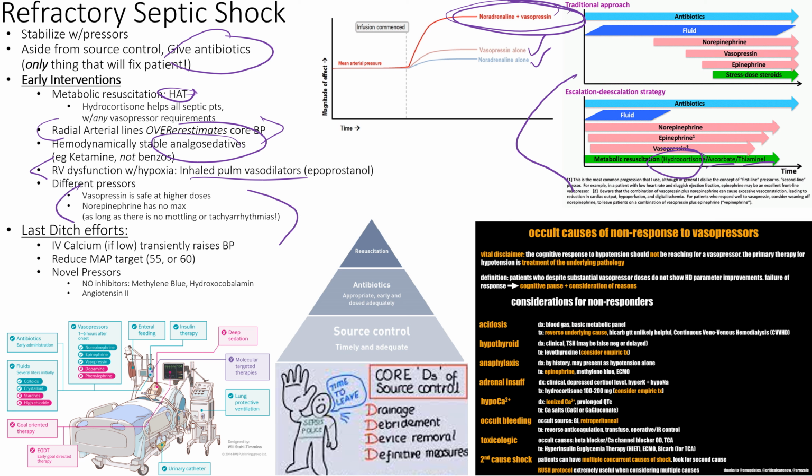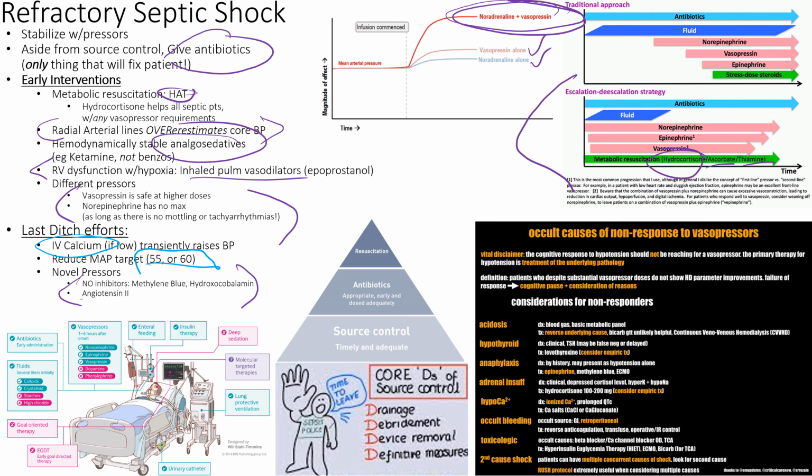We have different pressors out there that can be used, little fancy ones like angiotensin 2 and such, and methylene blue and other fancy things, but just giving, like I said, the norepi and vasopressin together can be additive and synergistic, right? IV calcium, we know that calcium will vasoconstrict, so we can try it. It's usually a very, very last-ditch effort. And then reduce the MAP target.